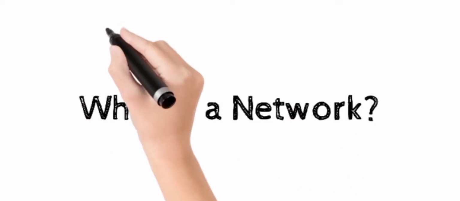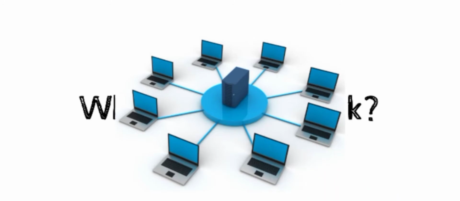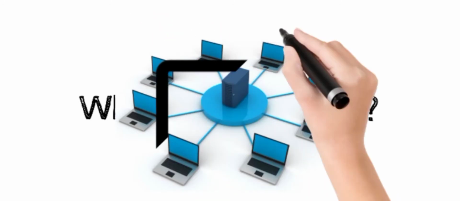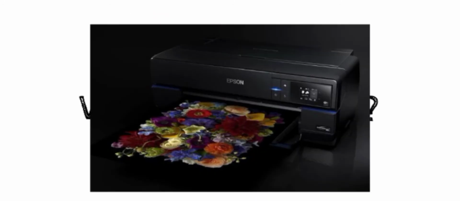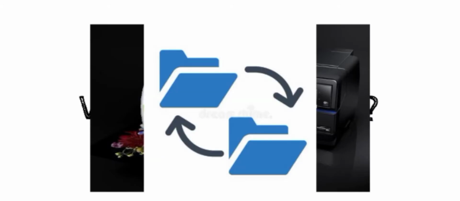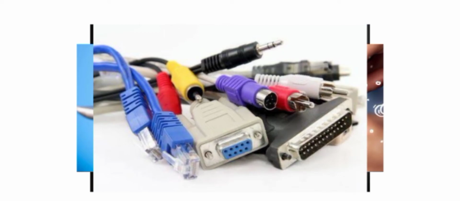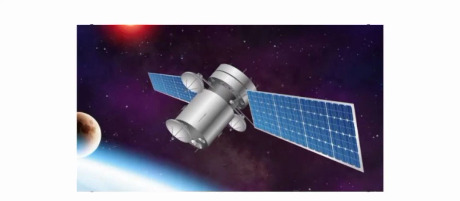What is a network? A network consists of two or more computers that are linked in order to share resources, such as printers and CDs, exchange files, or allow electronic communications. The computers on a network may be linked through cables, telephone lines, radio waves, satellites, or infrared light beams.